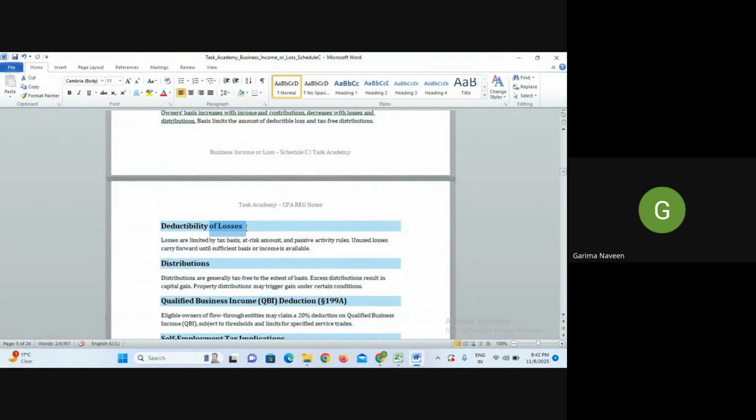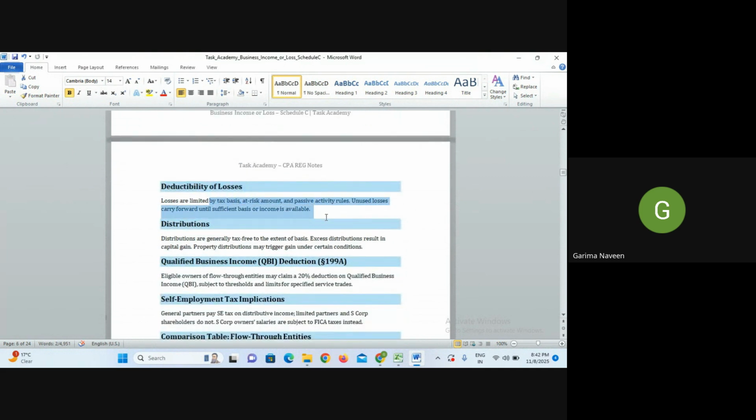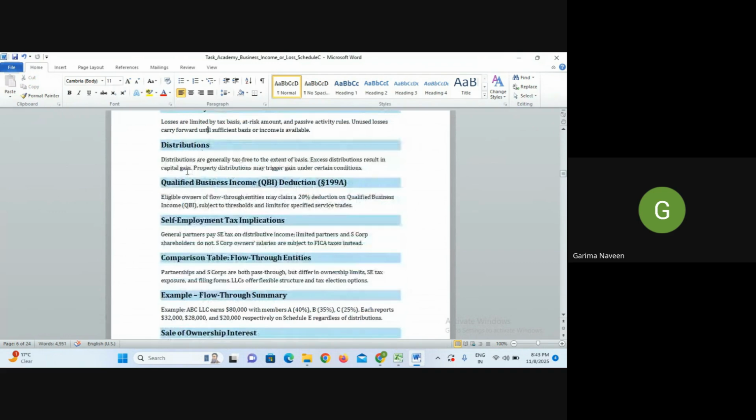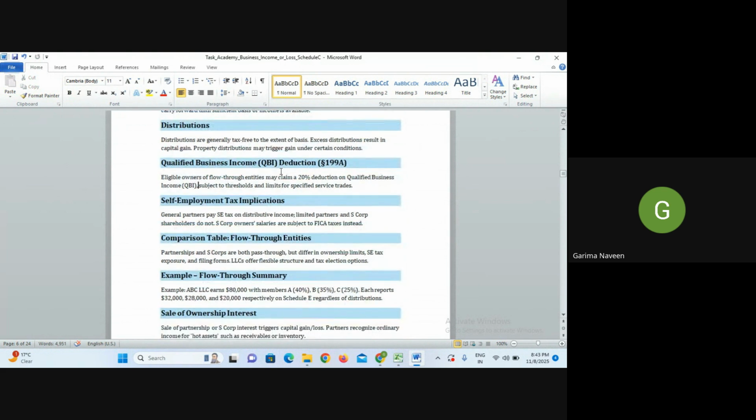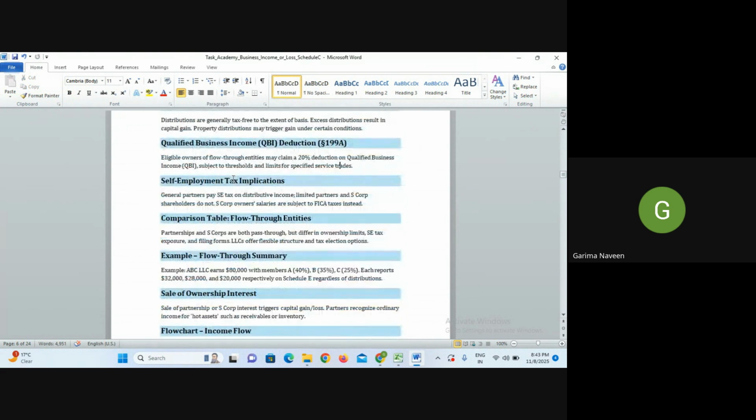But if you have losses, then you are subject to certain loss limitations. You can't deduct all the losses from your 1040. You can only deduct losses up to the amount of your tax basis, at-risk amount, and passive activity rules. Distribution: if you have certain distributions from these entities, these are generally tax free. Only property distribution may trigger gain under certain conditions. You will study these distributions in detail in the TCP section.